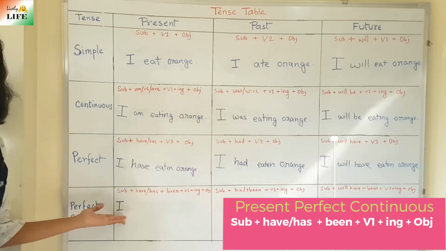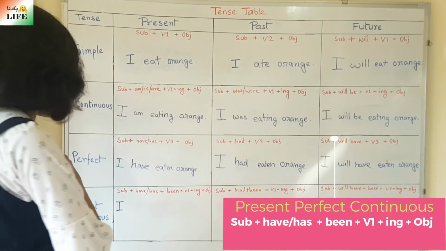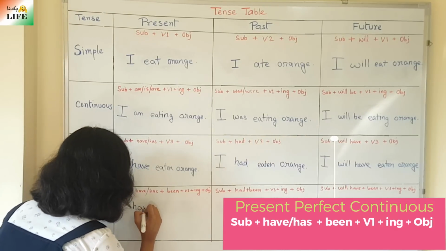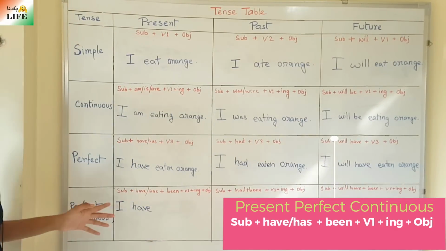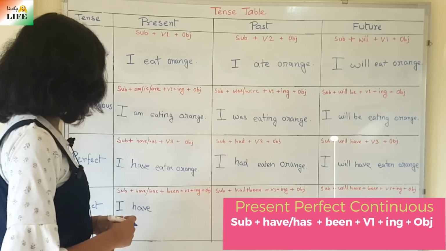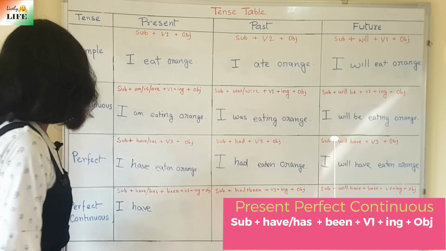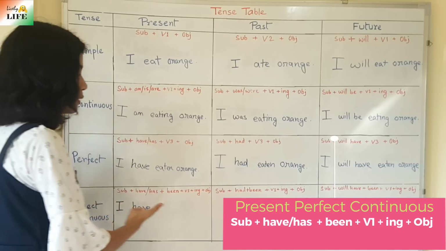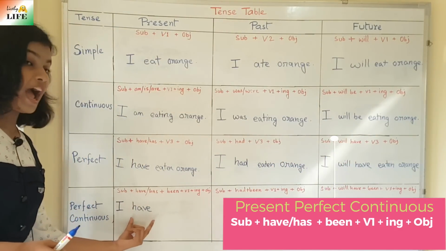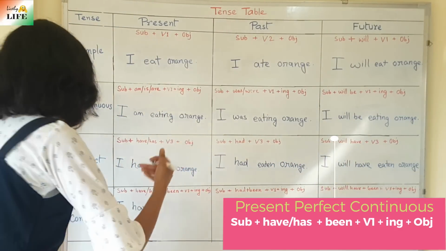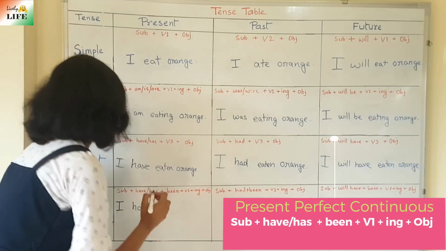Okay, so here we have used I. So what are we going to use? Have. I have. Then been. Okay, this is a new word. In present perfect continuous tense, we use been. Not only in present perfect continuous, in every perfect continuous tense, we have to use been. Okay, so after have, what are we going to use? Been. B-E-E-N.